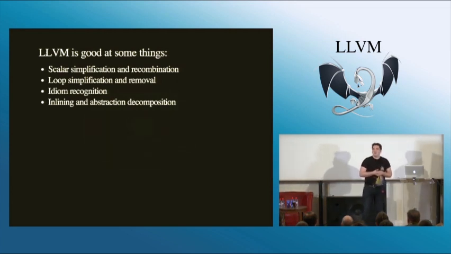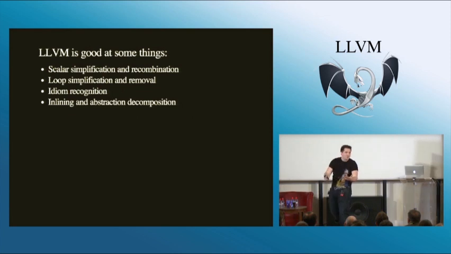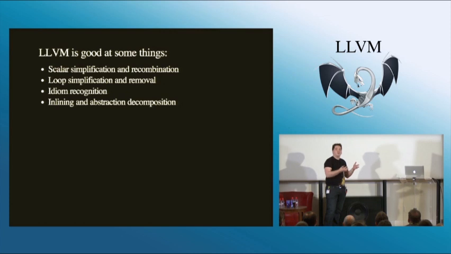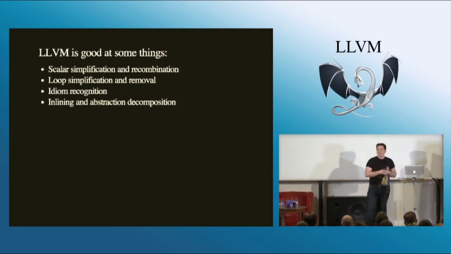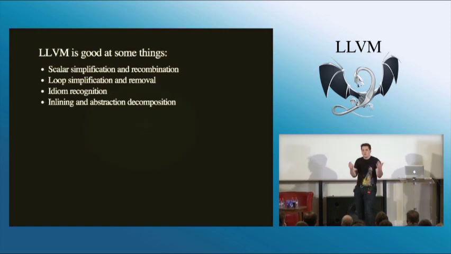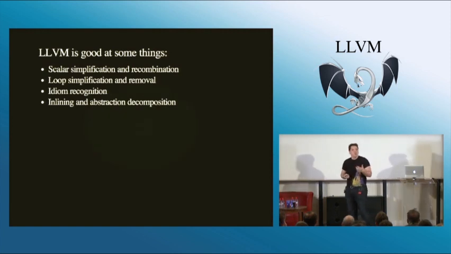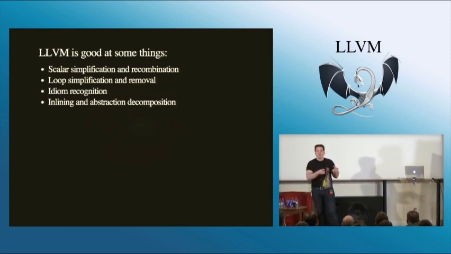We're also pretty good at loop simplification and actually removal. LLVM does a remarkably good job of understanding and being able to compute across loops. And I want to be very clear, this isn't the same thing as transforming loops, right? That's a different thing entirely. We're also really good at idiom recognition. We have lots of cool stuff we can do there. And doing inlining and abstraction decomposition, right? Breaking down large and complex programs into increasingly simple programs that are easy to understand, easy to optimize.